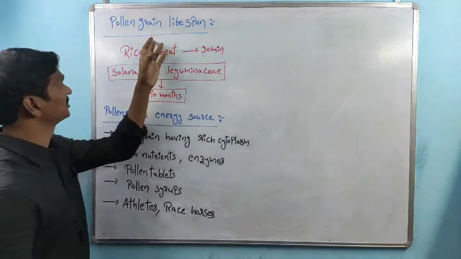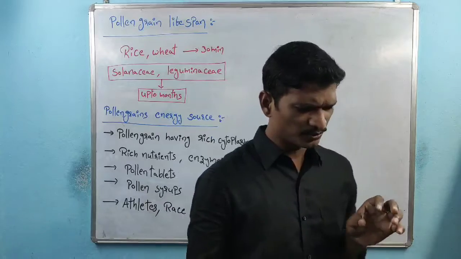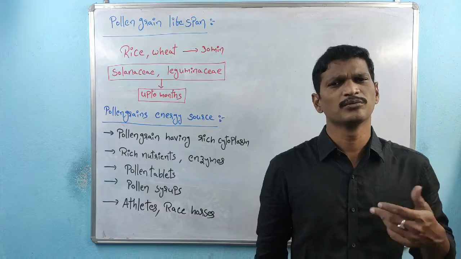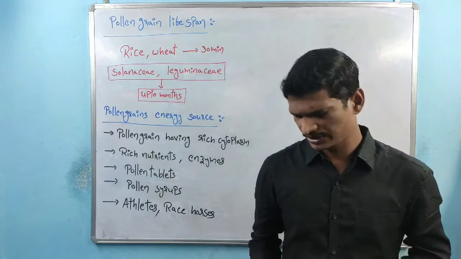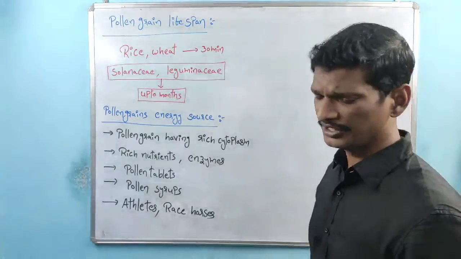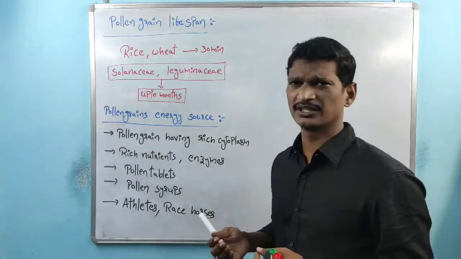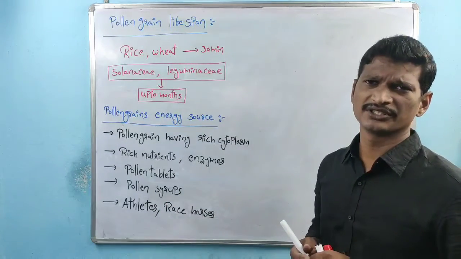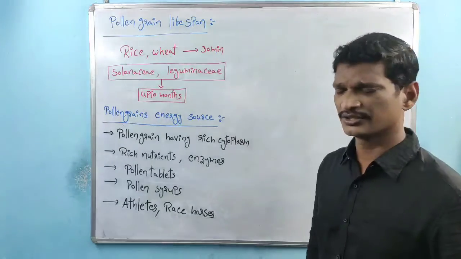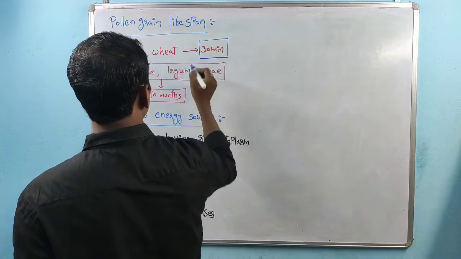So here we are discussing the pollen grain lifespan. Some plants produce pollen grains with a short lifespan, and some produce pollen grains with a long lifespan. Rice and wheat are the best examples. We know about rice; in India the major cultivation is rice, especially in Andhra. In rice and wheat, the pollen grain lifespan is 30 minutes.